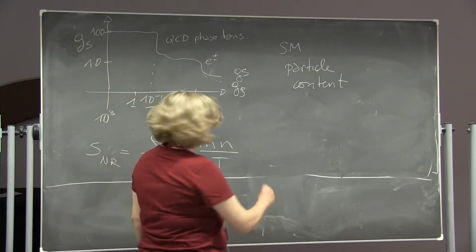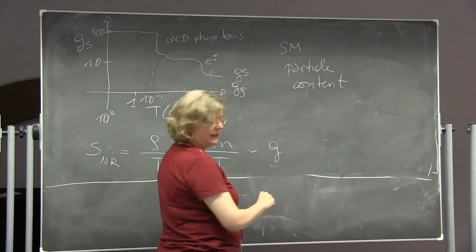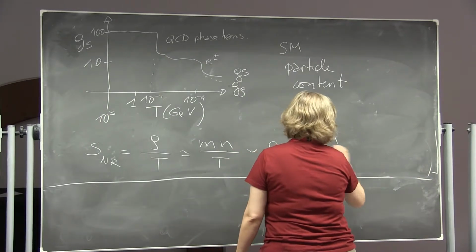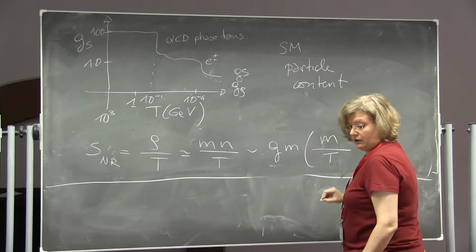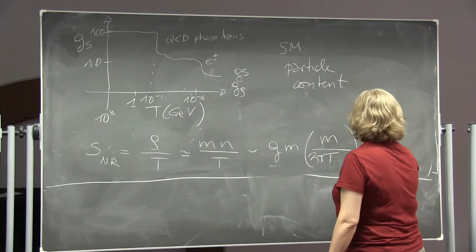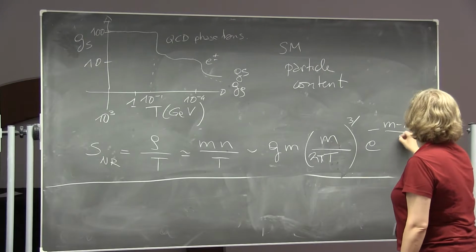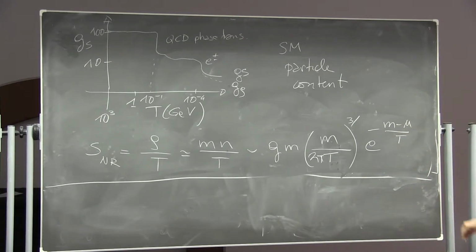Okay? So you find, therefore, that here you have a g, the number of degrees of freedom of the particle, m over T, 2 pi also, to the 3/2, and the exponential of minus (m minus mu) over T. So here I am adding also a chemical potential, because of course in the case you have a conserved charge and you cannot get rid of it with another particle, then of course the number of particles is practically fixed by the charge conservation.